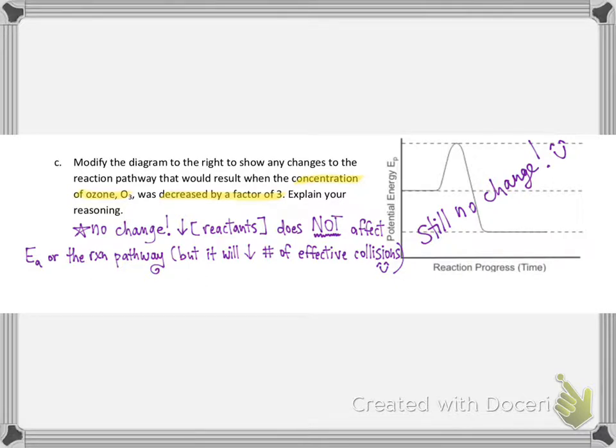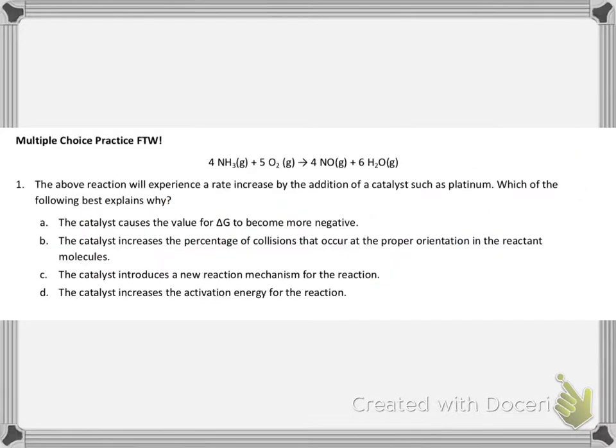All right, we have a single multiple choice practice problem to try, because why not? It's on this page. We might as well do it. So let's go ahead and take a look. It says the above reaction will experience a rate increase by the addition of a catalyst, such as platinum. Which of the following best explains why? Well, I'm going to let you figure that out. Go ahead, try it. I dare you. So try it yourself, and when you're ready to check, well, unpause the video.